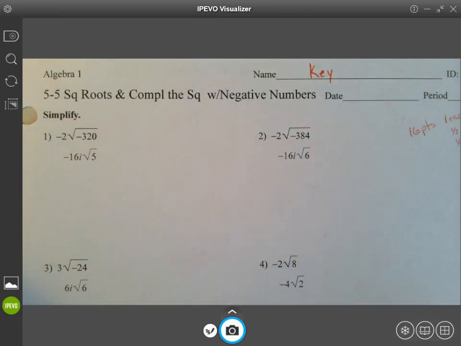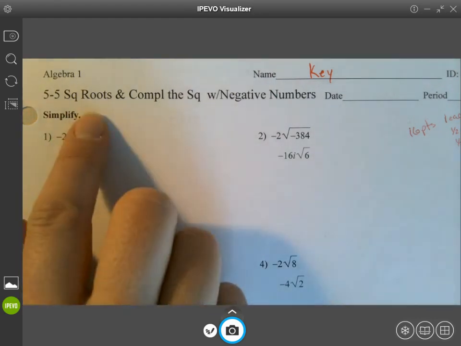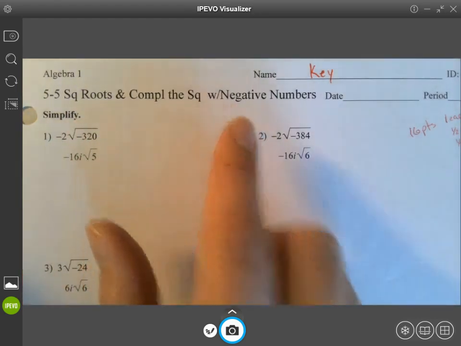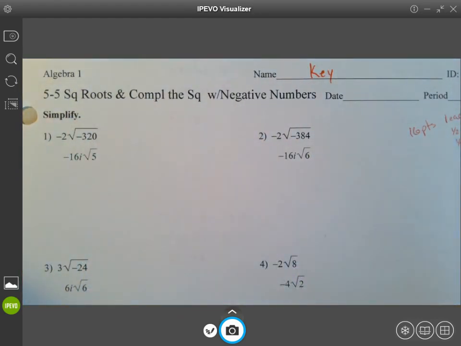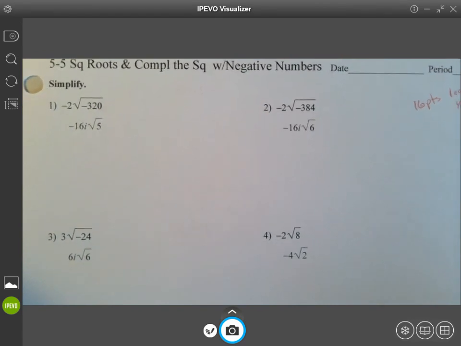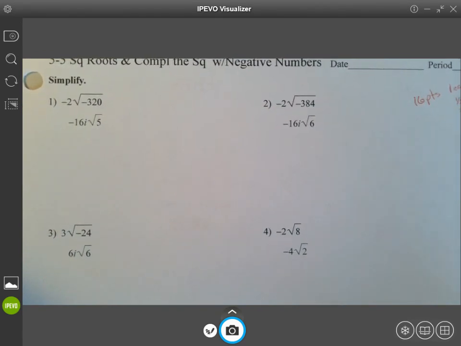All right, so we are checking our answers on our worksheet. It's 5-5 with solving with square roots and completing the square. We have negative numbers, so that means we're going to have some imaginary numbers. So take a look and let's see what we need to talk about.